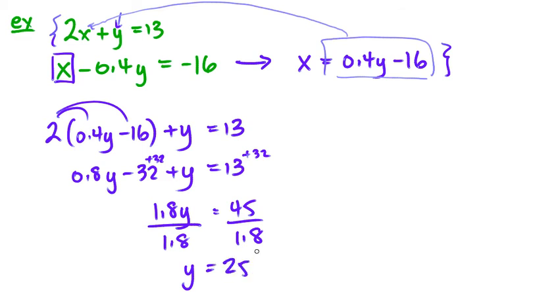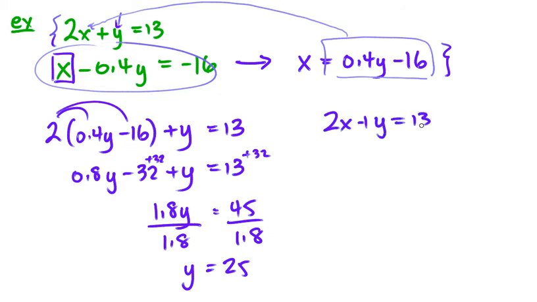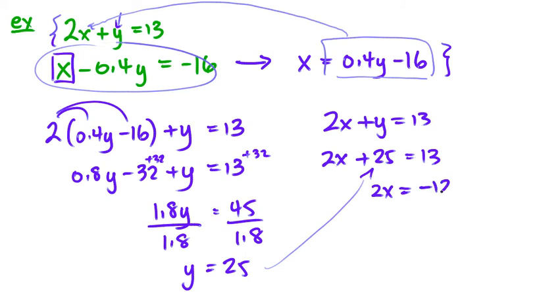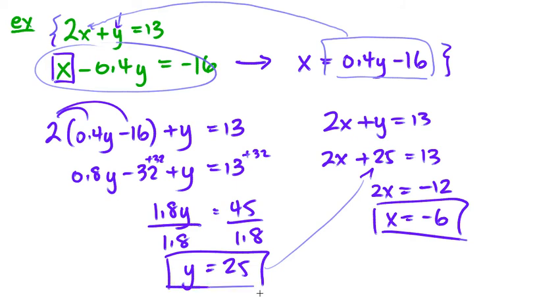That gives you y = 25. And then back substitute, and you can use either equation. Seeing the decimal places in one of the equations doesn't really make me want to substitute into this equation. So I'm going to use the 2x + y = 13 equation and say 2x + 25 = 13. Subtracting 25 from both sides is -12, and dividing by 2, I now have my solution of x = -6 and y = 25.